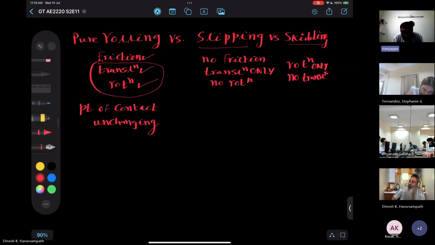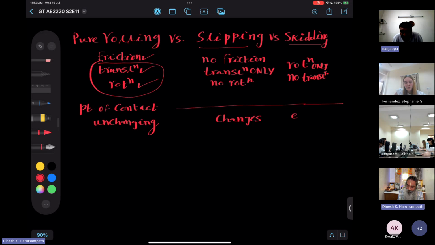Slipping is when the point of contact changes. Skidding is very similar to a boat going on a river, or, giving an example, a plate which is slipping. Kind of skating.